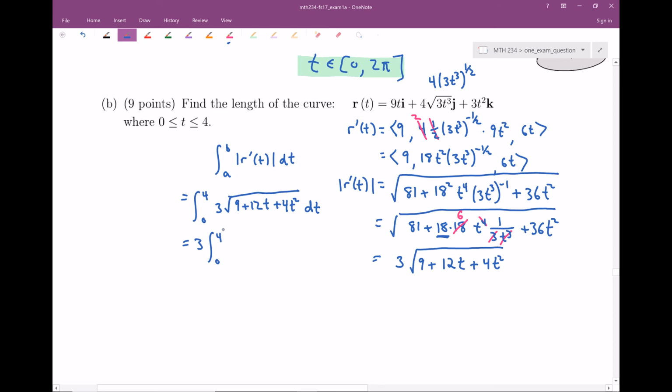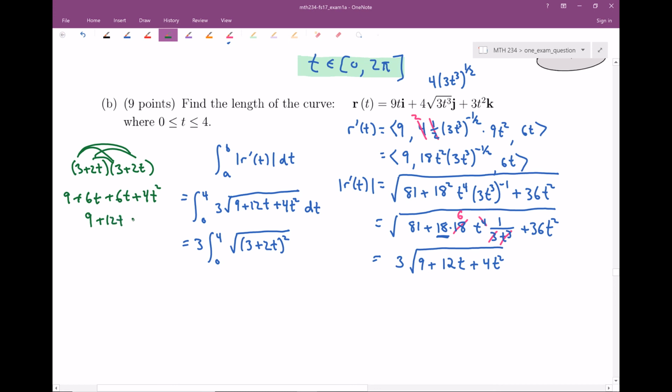So I have the integral from 0 to 4, and now, this thing inside of the square root, the claim is this is equal to 3 plus 2t squared. Let's double check this, maybe off to the side here. If I take 3 plus 2t, and I multiply that by 3 plus 2t, and I do the firsts, I would get 9. If I do the inners, I would get 6t. If I do the outers, I would also get 6t. And if I do the lasts, I would get 4t squared. And so I get 9 plus 12t plus 4t squared, exactly what I wanted here.